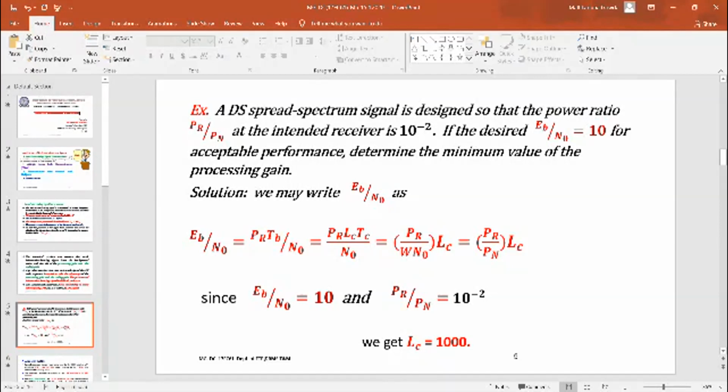If I substitute Eb by N naught as 10 and PR by Pn as 10 power minus 2, and rearrange the equation for LC, it becomes Pn by PR into Eb by N naught, which is equal to 100 into 10, so it becomes 1000. So the processing gain is 1000.